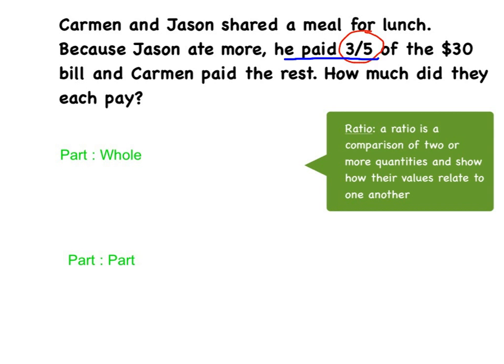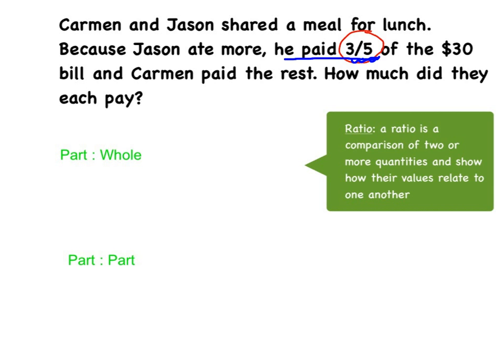All right, so we have a couple of things to think about. First of all, we know that in the problem, they've used the fraction 3/5 to describe the amount that Jason paid, the portion of the bill. We can also think of this as a ratio. Remember, a ratio is a comparison of two or more quantities and shows that their values relate to one another. When you think about a fraction like 3/5, sometimes you can think of fractions like ratios, and sometimes it doesn't always work that way. So we're going to shift to thinking about models.